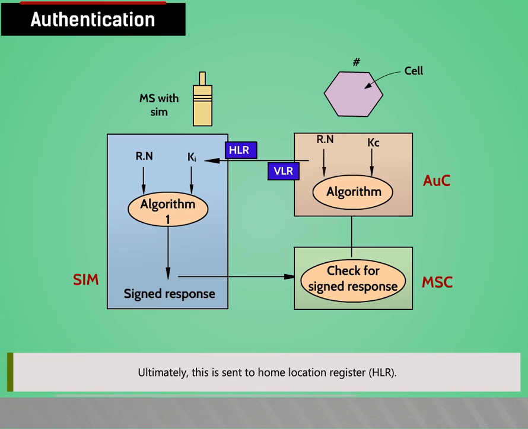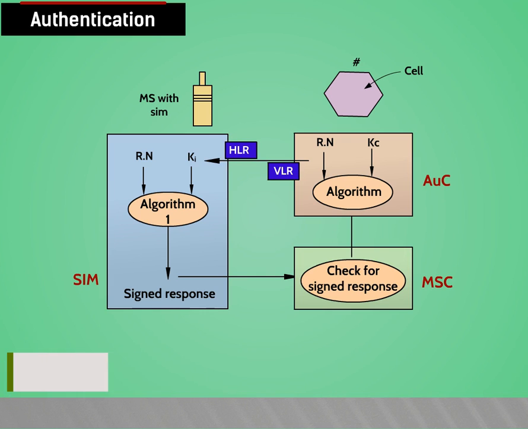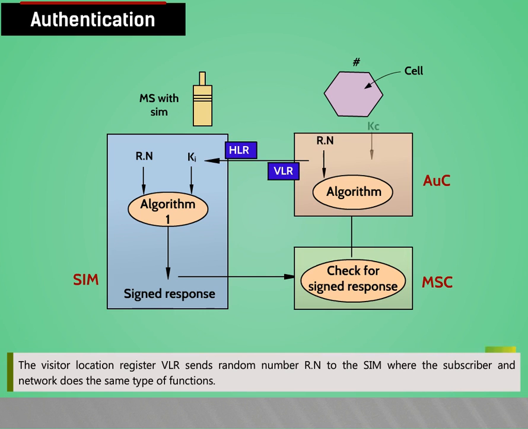Ultimately, this is sent to Home Location Register, that is HLR. The Visitor Location Register, that is VLR, sends random number Rn to the SIM, where the subscriber and network do the same type of functions.